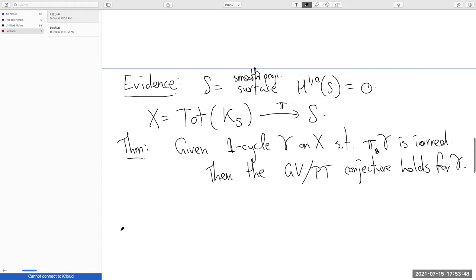So what is the picture here? Here's my surface S, and think of it as the base of this non-compact Calabi-Yau threefold, obtained by taking the total space of a line bundle on it. And then the cycle I have lives up here. The assumption is that when I project it down to S, I need to get an integral curve. So this is a stronger hypothesis than just saying that gamma is irreducible. I also need its projection down to S not to have positive degree onto its image.